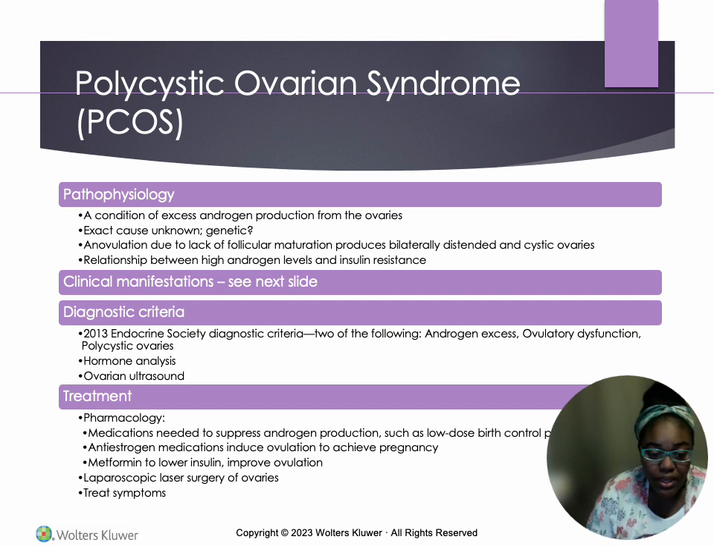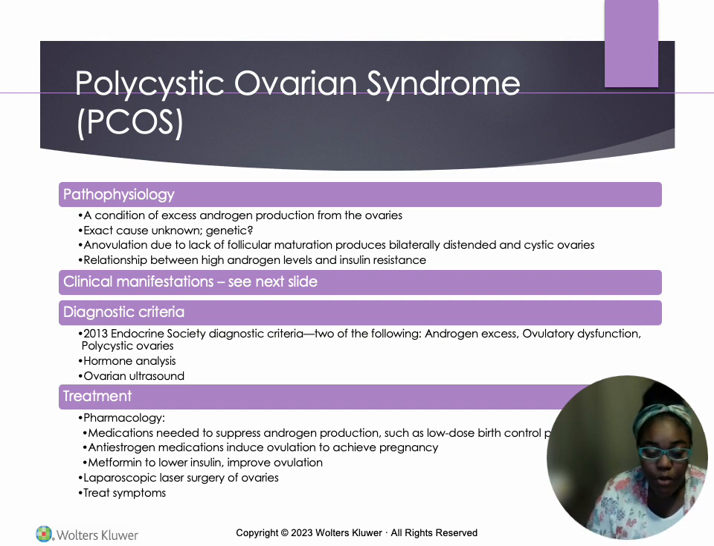As far as treatment, you have to have medications that suppress androgen production, such as birth control pills. You have anti-estrogen medications that help induce ovulation to achieve pregnancy. Again, progesterone is more associated with the actual pregnancy than estrogen. Progesterone helps promote pregnancy once it occurs. So you want to have anti-estrogen. That way you can promote the levels of progesterone to help with the pregnancy.